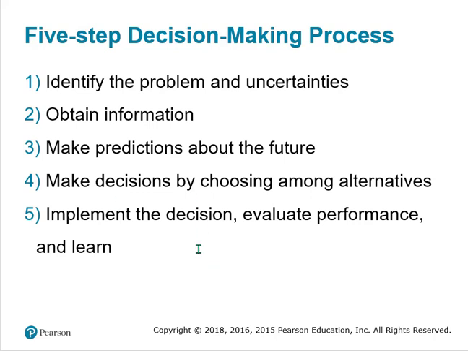And here's the 5-step decision-making process. Identify the problem, obtain information, predict the future, make decisions by choosing among alternatives, and then implement, evaluate, and learn. Okay? So you've got an idea because you know what's going on in your business. Get more information about it, and then make predictions about the future, which is really a giant financial analysis, and it could include qualitative information also. And it's part of all the data that's needed to make a decision, because there'll be many good alternatives here, and you can't do everything.